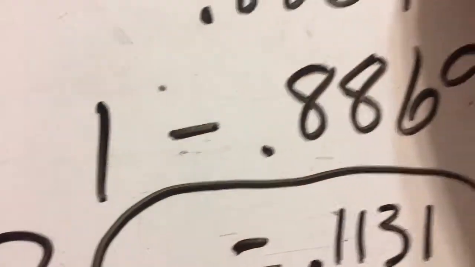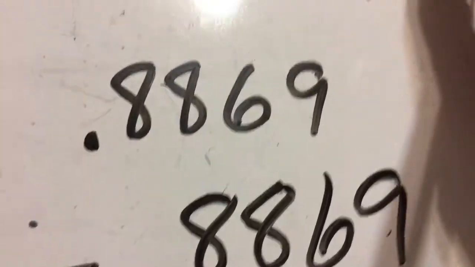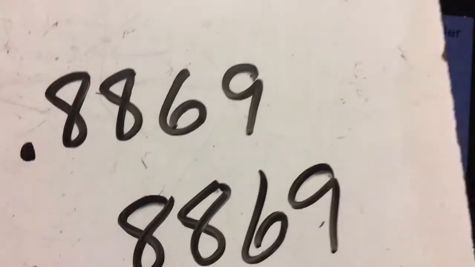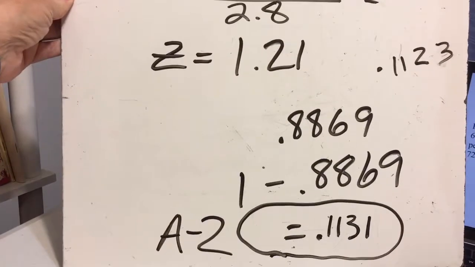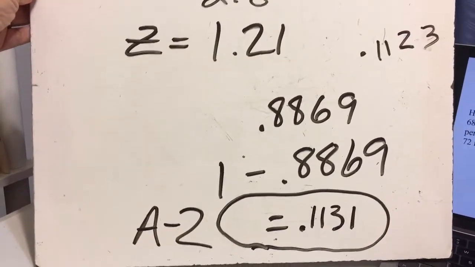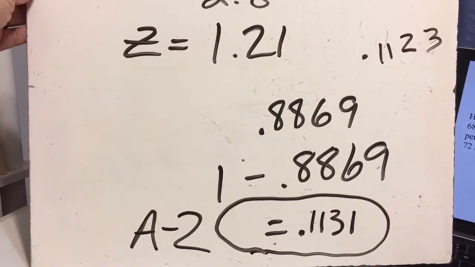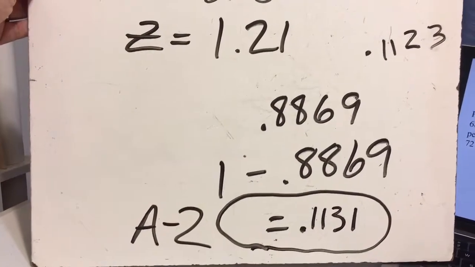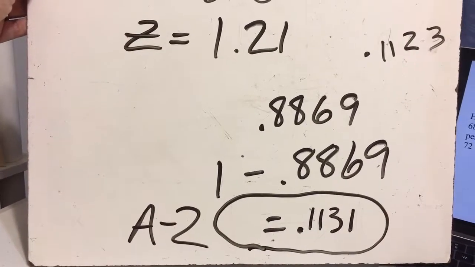All right, so we had 0.1123 from technology. So here we've got our board again. Let me zoom out to our board. Up there on the top right, we have our technology answer, 0.1123. Down there at the bottom, we've got our answer from our table, 0.1131. They are close, but they are not exactly the same.